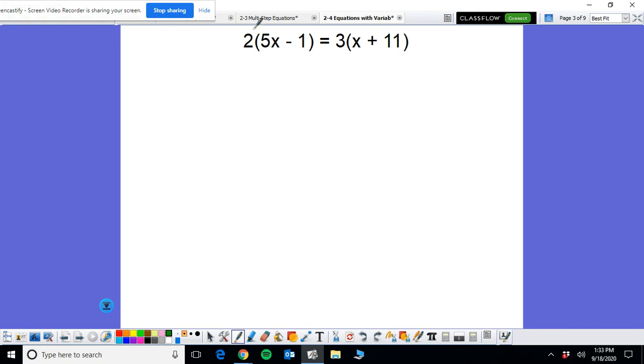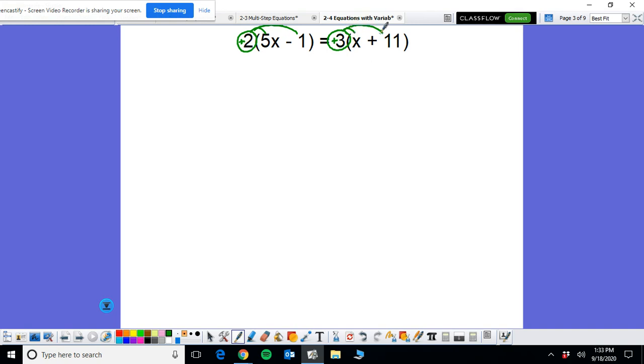So what I want you to do, I want you to circle this number, and I see there's no sign there, but there secretly is a little plus sign there. So I want to distribute a positive 2 to the 5x and to the negative 1. And I'm going to go ahead with my notation. I'm going to circle the 3, put the little plus sign there, and distribute to the x and to the 11.